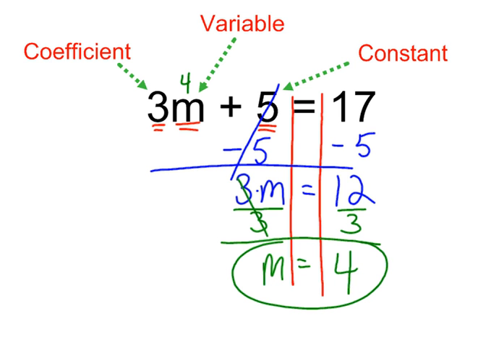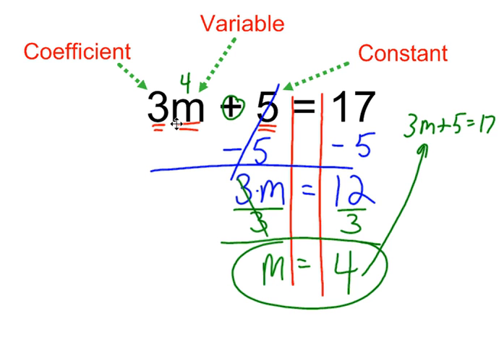up here. 3 times 4 would be 12. 12 plus 5 is 17, and it checks. Now, your teachers may actually have you start with the original equation when you're checking, and then actually plugging your answer in here and showing just a little more work.